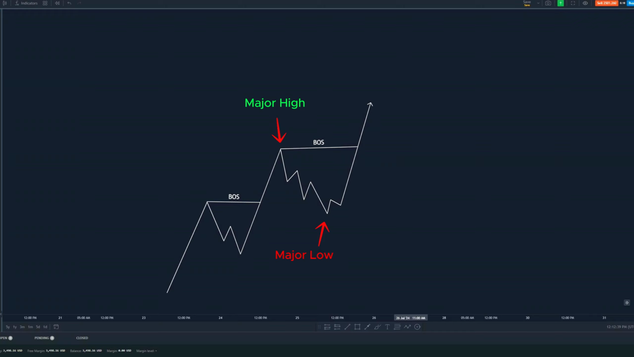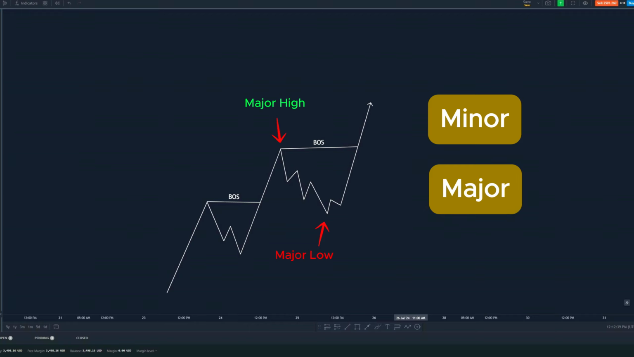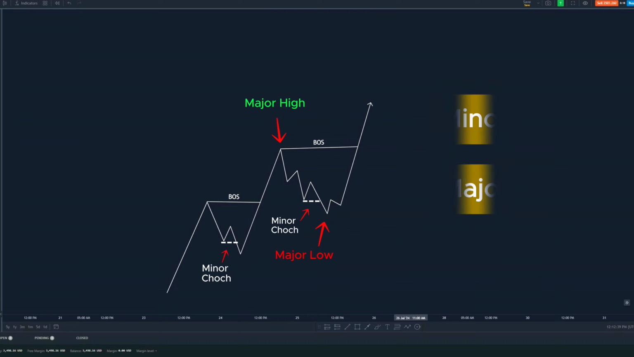And there are two types of change of character: minor change of character and major change of character. Whenever price breaks any internal low, it is considered a minor change of character. And remember, a minor change of character cannot be regarded as a sign of trend shift in the market. This scenario commonly happens in the market, and many traders think it is a trend reversal signal and execute their short trades, but they face losses because they did not wait for the valid change of character.